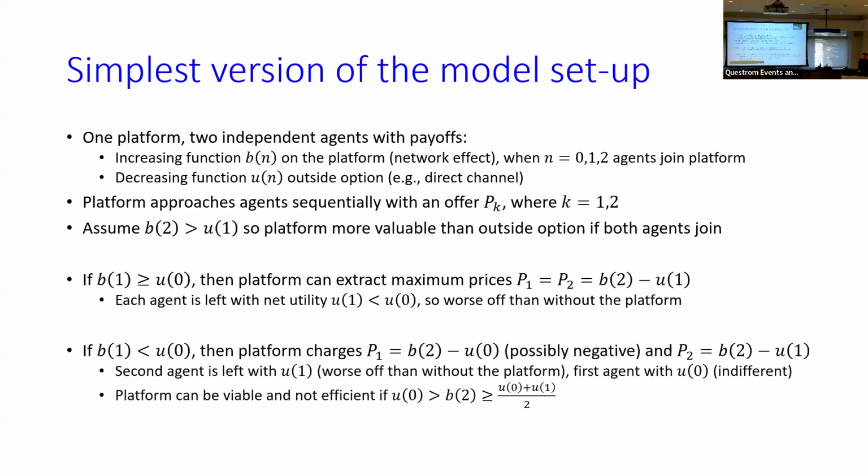And then the other case is B of 1 smaller than U of 0. So this is basically the case in which the platform has a harder time. So you need a critical mass. In this case, critical mass is one agent. Actually, in this case, you need both agents to make the platform viable. So this is a little bit harder.